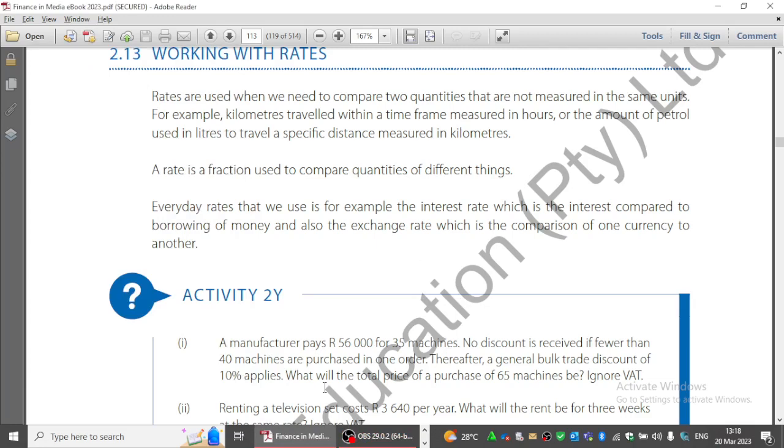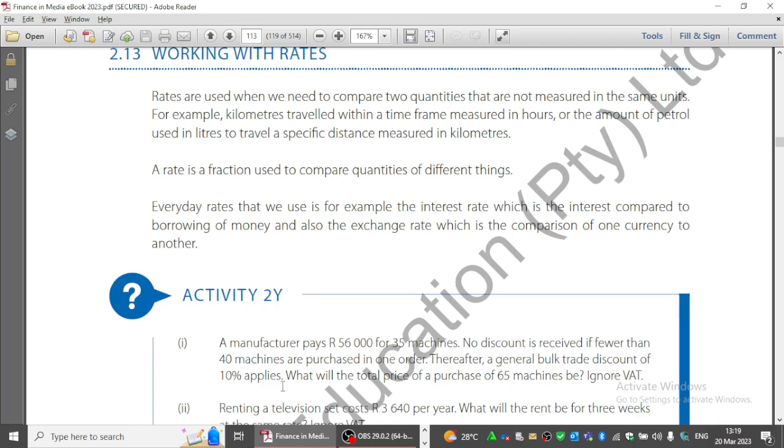So that is working with discount, which is a percentage. It is calculated out, meaning that we calculate the rate of percentage or discount from the price per unit, not on the bulk price. When you calculate this on a bulk price, it's only when the customer says that no discount is received for 40 machines, or 40 or fewer machines.